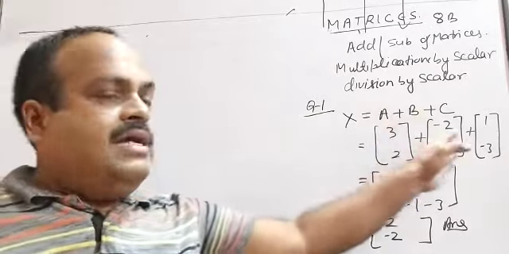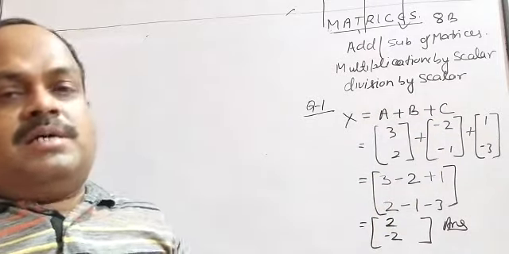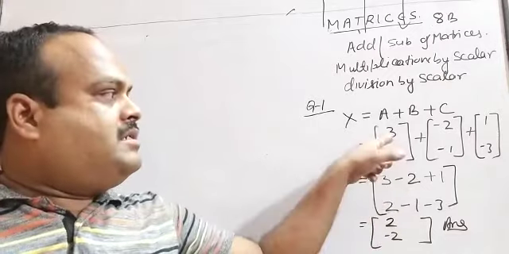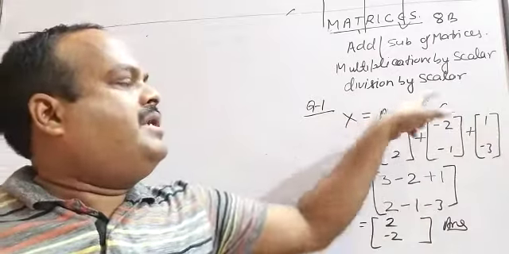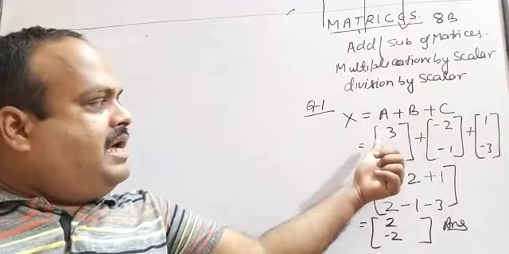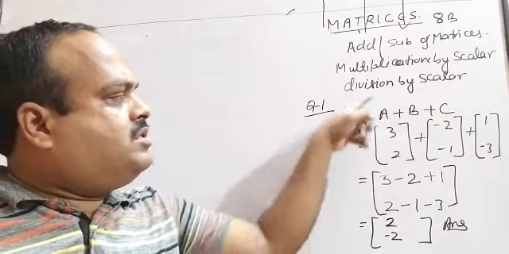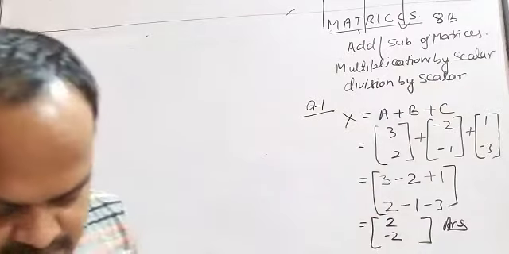When we add the matrices, the result is a matrix and it has the same order as the matrices A, B and C. They have the order of 2 rows, 1 column, 2 by 1. So here the order is 2 by 1.